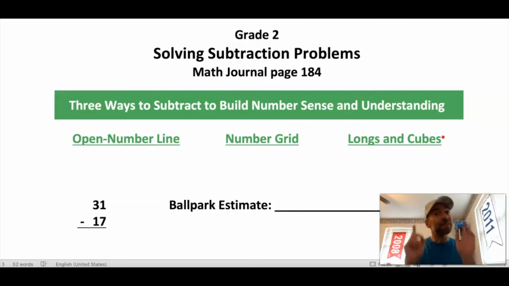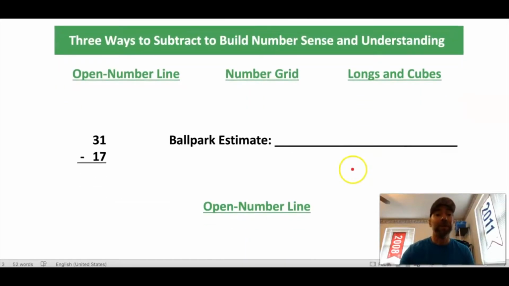Now, this is an important note. Moms and dads love to teach you a nice, quick way. But this lesson doesn't involve a nice, quick way. This lesson is to help us build number sense and understanding. So while in third grade we will learn that nice, quick subtraction way, in second grade, we're learning and practicing some different strategies. All right, so let's take a look at what we're going to be doing today.